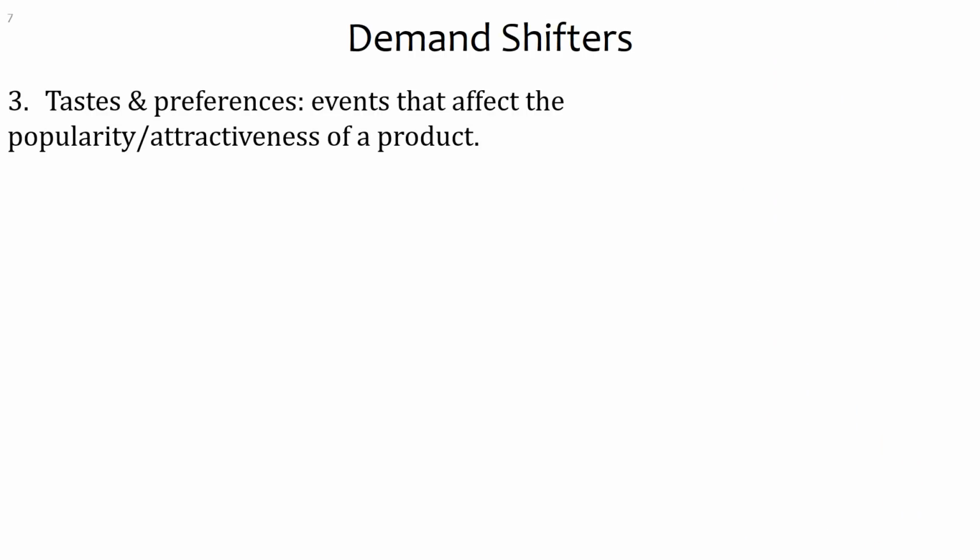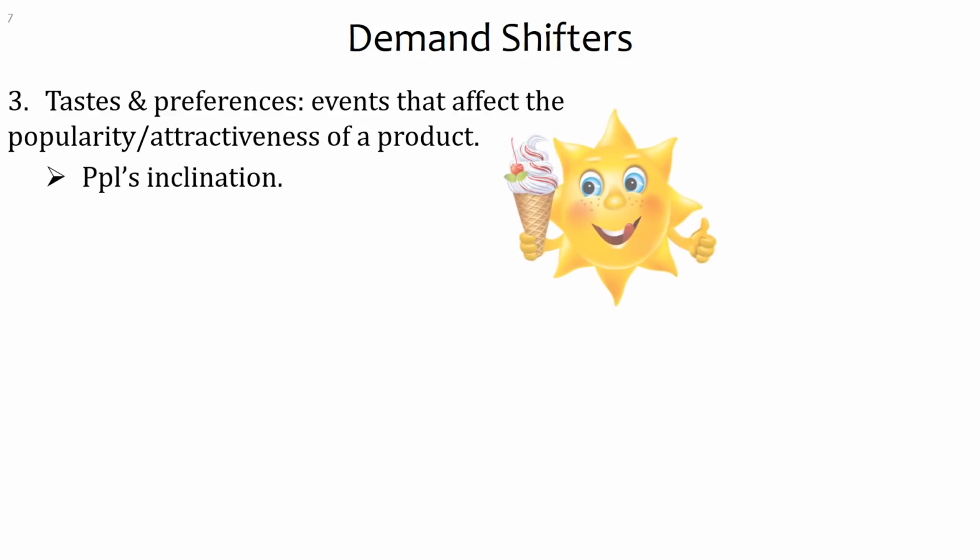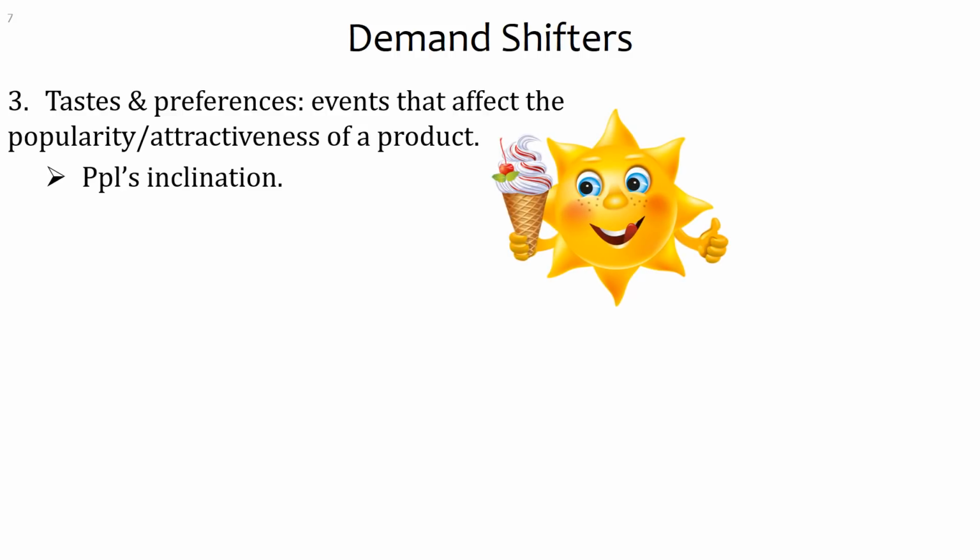Our next demand shifter is taste and preferences, which include events that affect the popularity or attractiveness of a product. This is a fairly wide category which includes a lot of things. Basically, it has to do with people's inclination. So think of the weather for ice cream. If it's too hot, it's going to increase people's taste for ice cream, right? So that's how we classify weather.